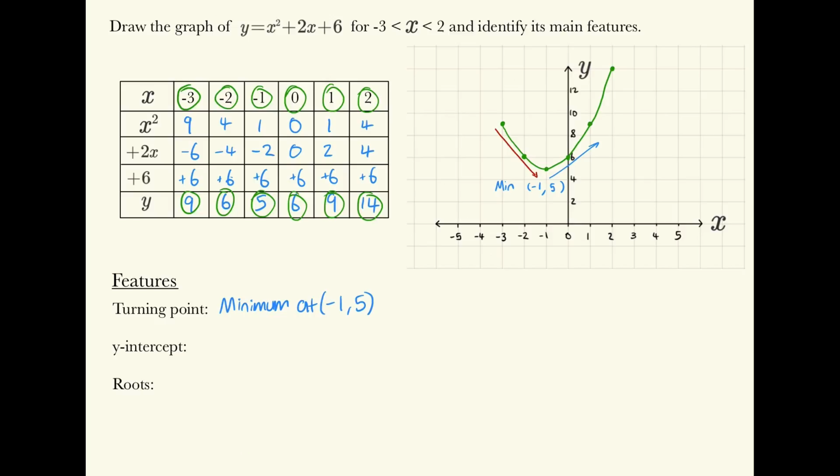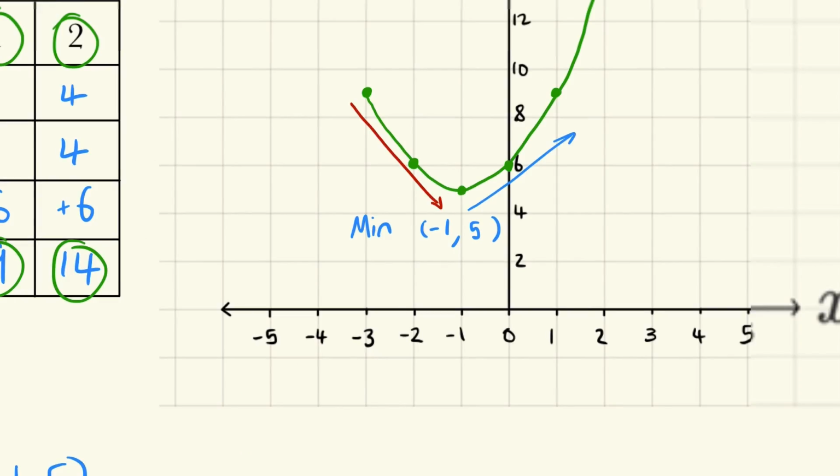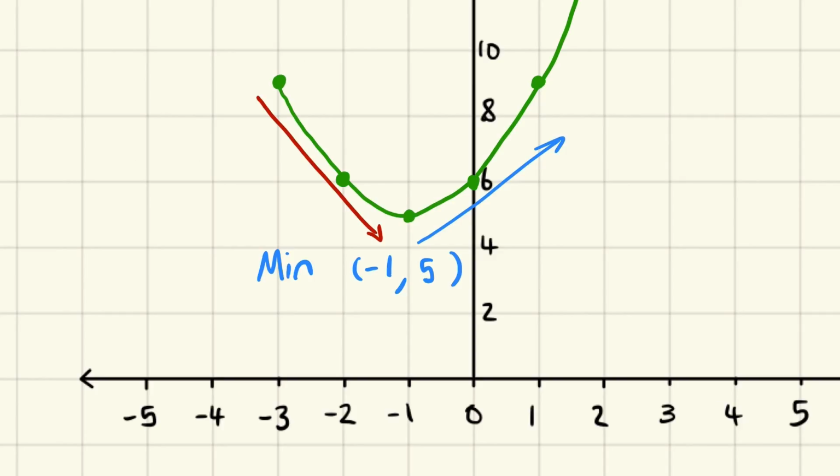Done. Now, where's our y-intercept? Let's again zoom back in. For all functions, for all graphs, your y-intercept is always the coordinates or the position where x equals 0. So let's go across on our x-axis. There's x is 0, and then we just keep going up until we find the position where our line crosses the y-axis, and it's right here. It's +6. Okay. So the coordinate is 0, 6. The y-intercept is 6.